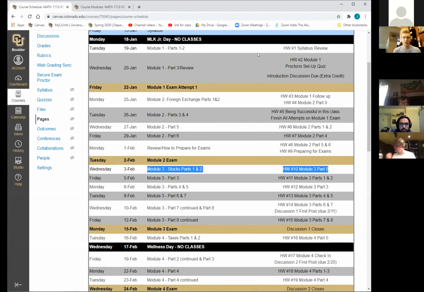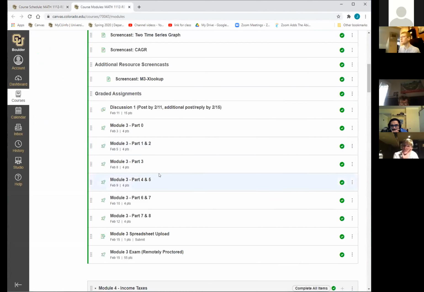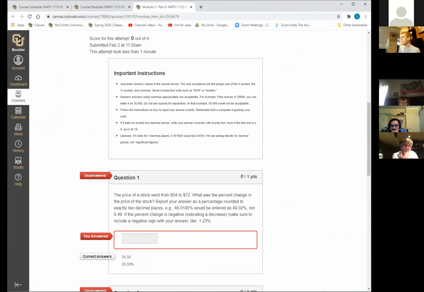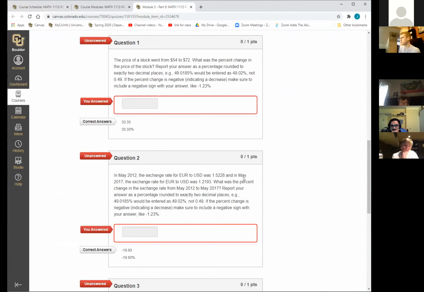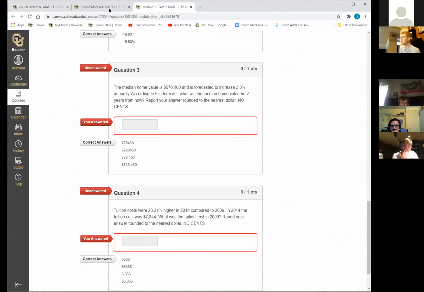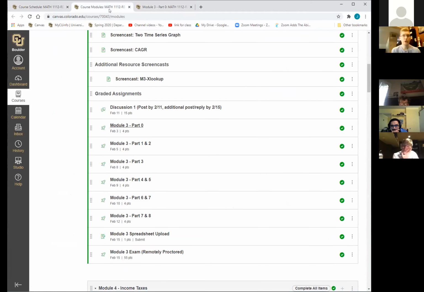As we can see here, we are working on parts 1 and 2 today. And as always, whenever we start a new module, we have a part 0 assignment to do. This one is all about percent change. We have already talked about the formulas necessary to solve those questions. This is a little bit more of a reminder than anything. So check out that assignment.